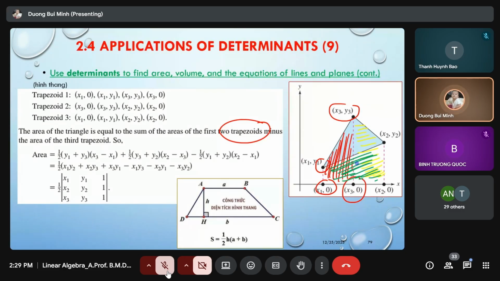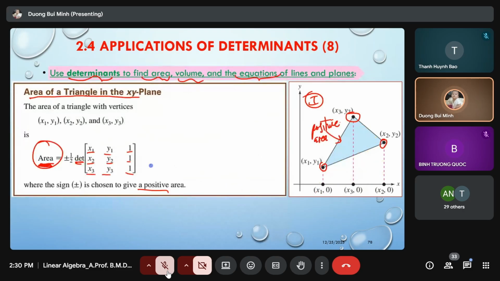So if you take these, we have the area as trapezoid 1 plus trapezoid 2 minus trapezoid 3. So we can get this one. That's the demonstration of why we get the areas here.